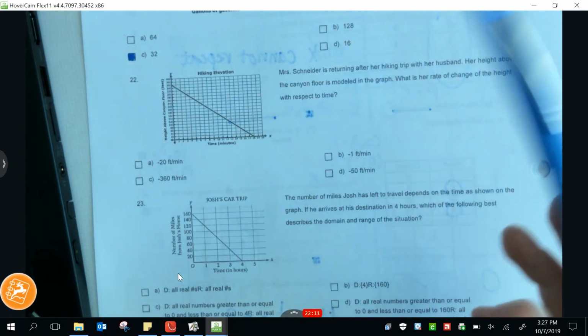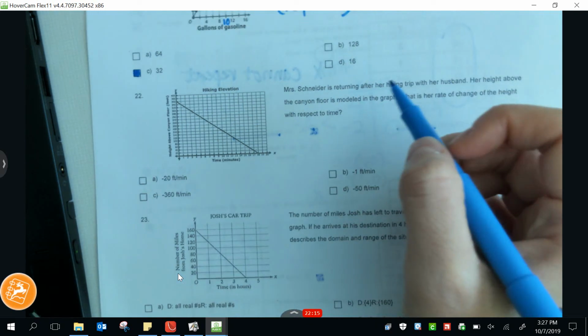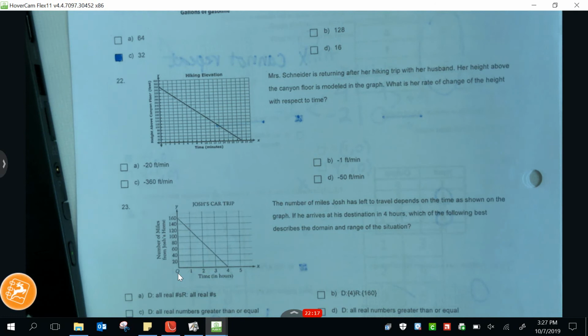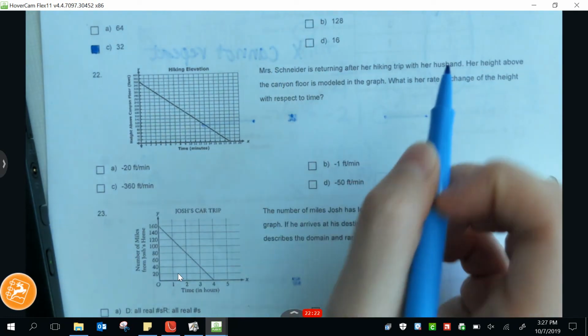Number 22. Hey, that's me. I love hiking. If you're not my student, you don't know that. But if you're my student, you know I love hiking. Hiking to a fault. So does my husband, which is why he's featured in this too.